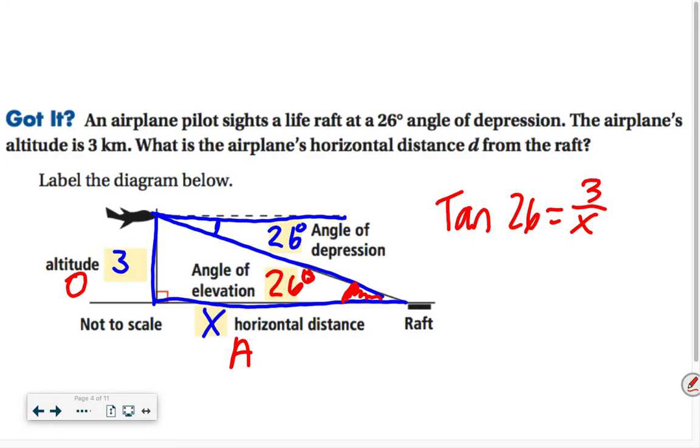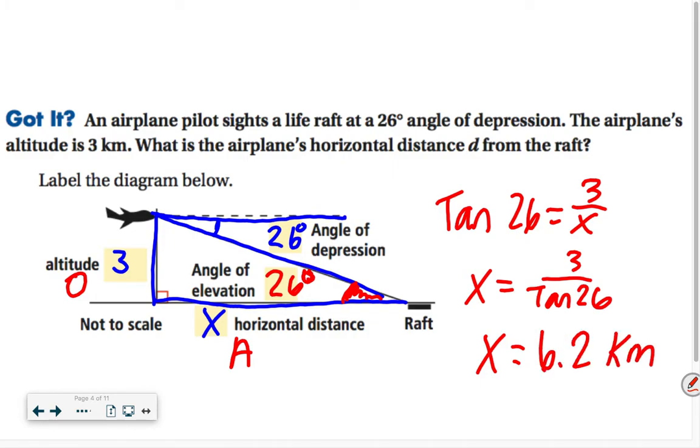How do I solve this one? You have to multiply by X. Times it by X. And then what? Divide by tan 26. Yeah. So flip X and tan. Everybody got calculators? Tell me what we get. 6.2? Awesome. So my plane is 6.2 kilometers away from my life raft.